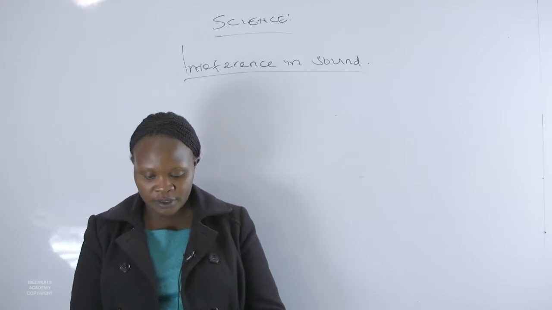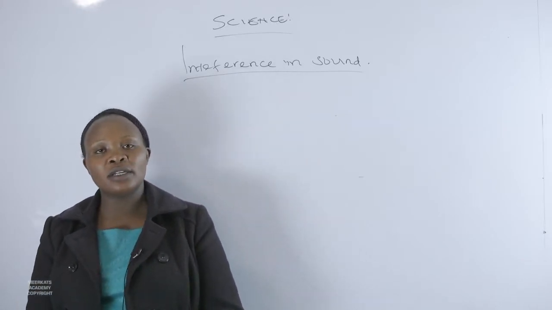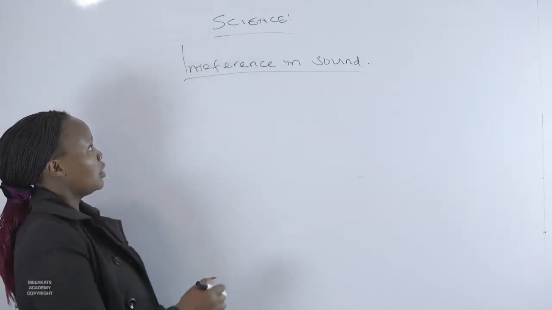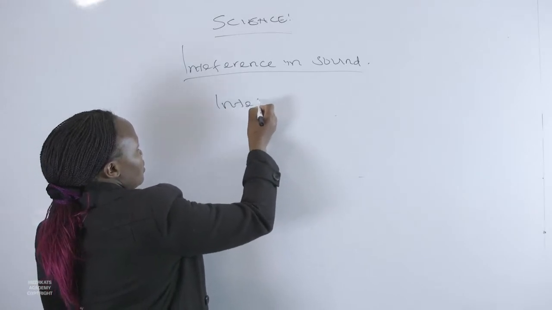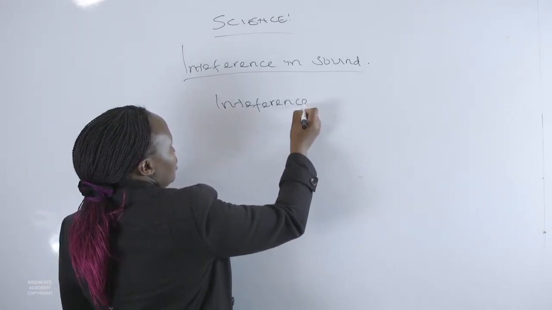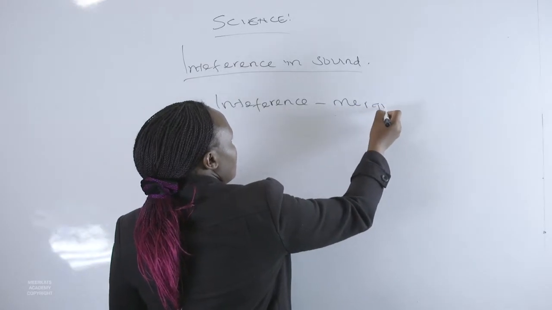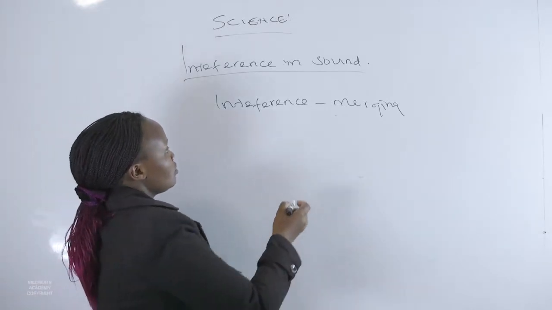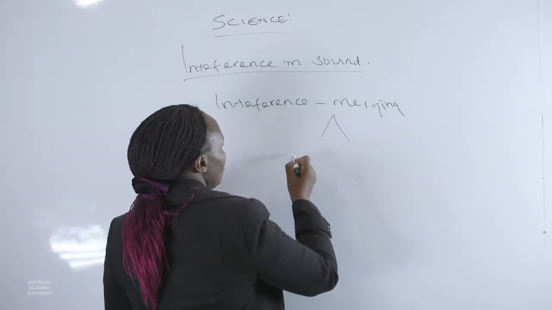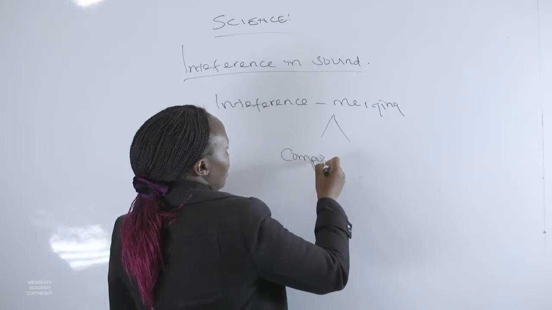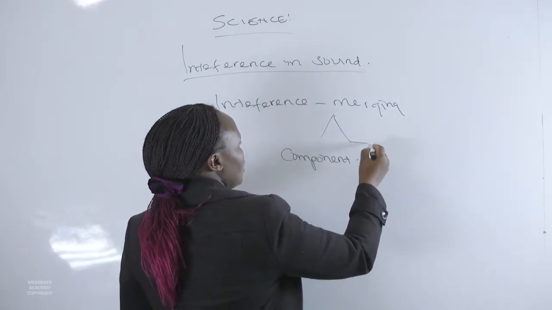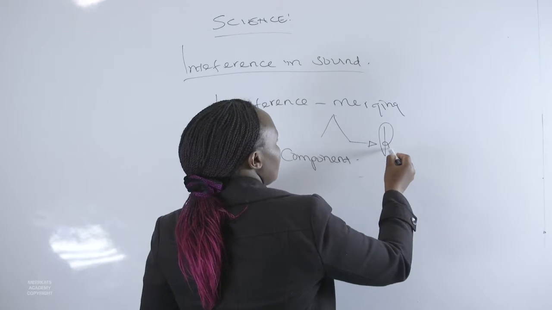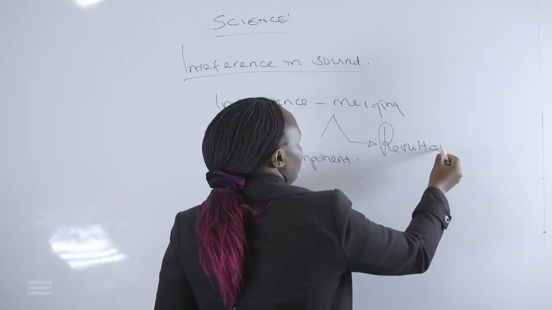We are still on waves and we have been looking at properties of waves where we went as far as interference, and we agreed that interference is actually the merging of two waves to produce a resultant wave. The two, we called them components, and we gave the final wave the name resultant wave.